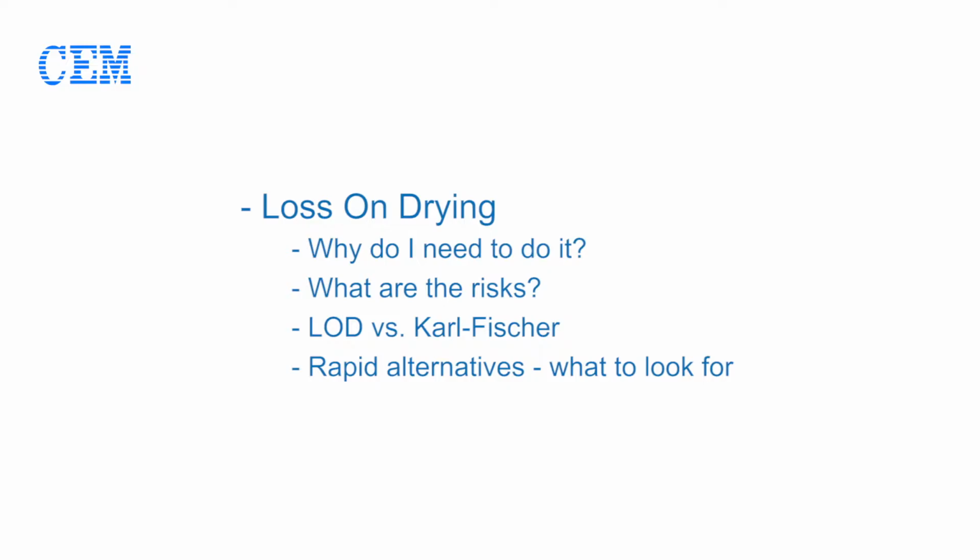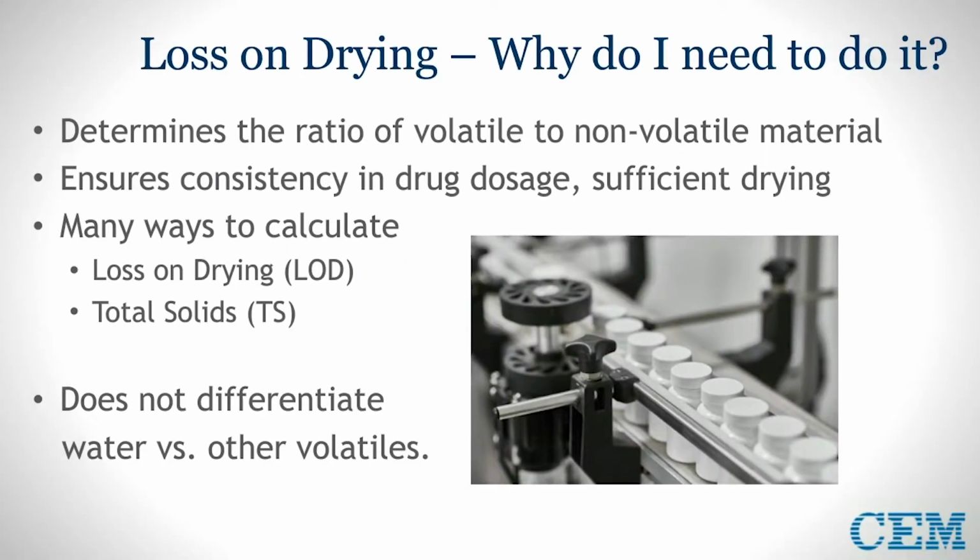Loss on drying, similar to loss on ignition, provides a ratio of two components. In this case, it's the ratio of volatile to non-volatile components. This helps ensure consistency in drug dosage and that certain products have been sufficiently dried prior to packaging. There are many ways to calculate this ratio, but the two most common are loss on drying in the case of mostly dry products, and total solids, which is more commonly reported for mostly liquid products.